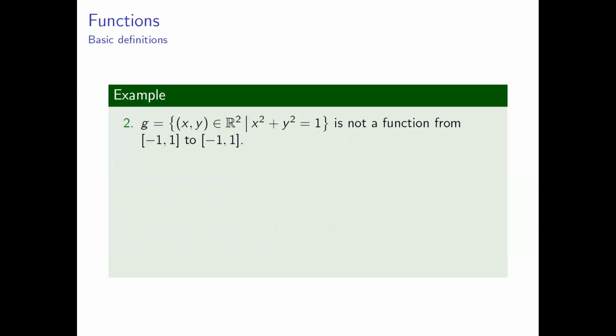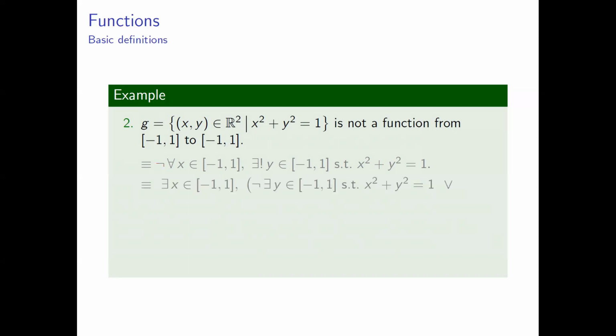Consider the relation G consisting of all ordered pairs (x, y) of real numbers such that x² + y² = 1. We claim that G is not a function from the closed interval [-1, 1] to the closed interval [-1, 1]. That is, it is not the case that for any number x in [-1, 1], there is a unique number y in [-1, 1] such that x² + y² = 1.